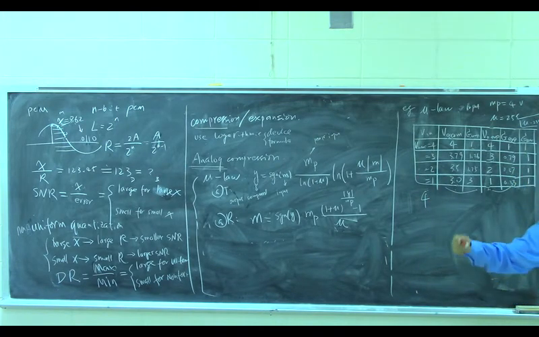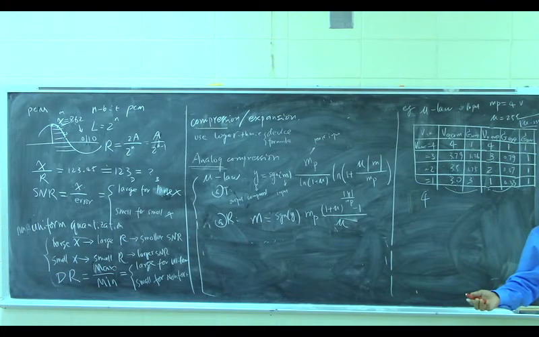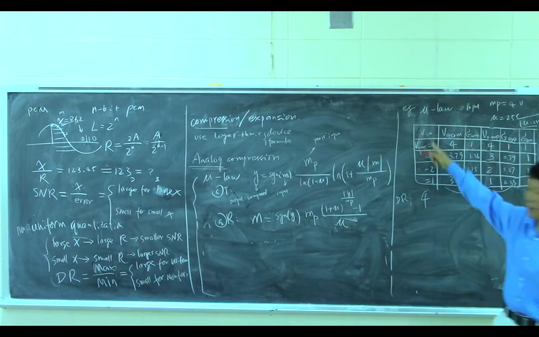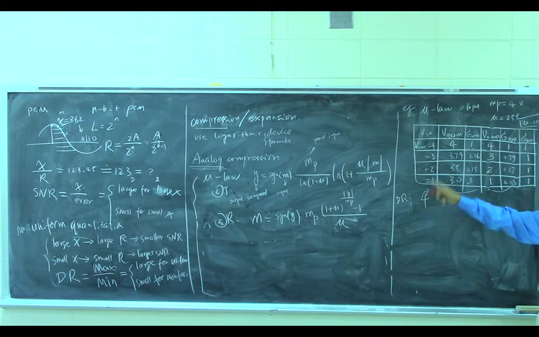Four. We usually say this in terms of dB. What dB is this? The dynamic range equals 4, it's good. The maximum divided by the minimum: 4 over 1 equals 4.